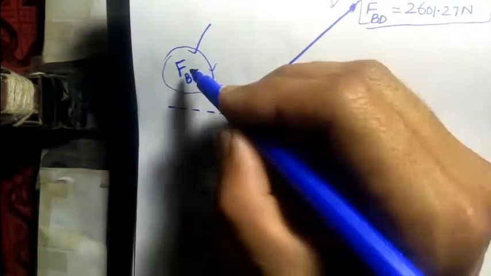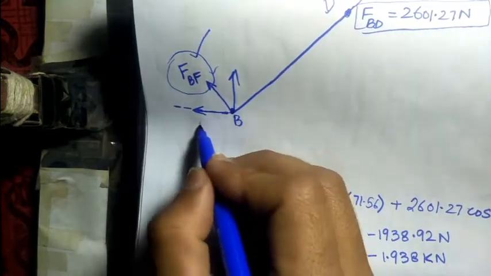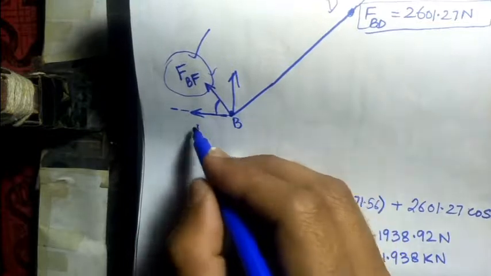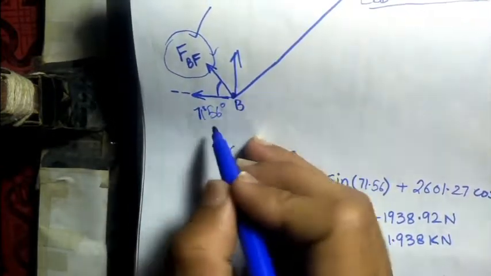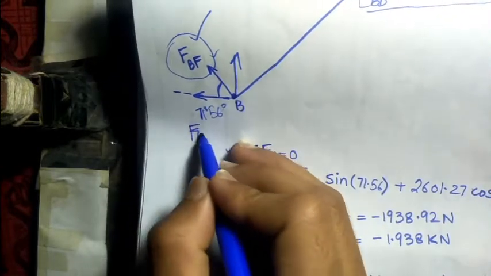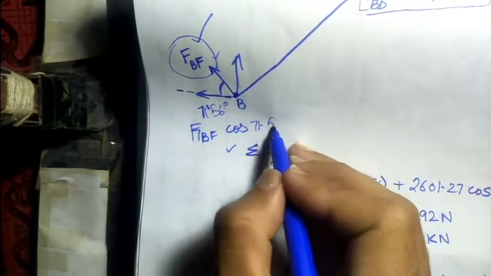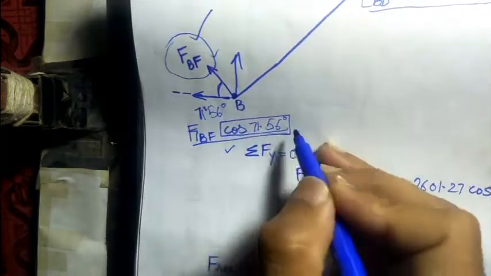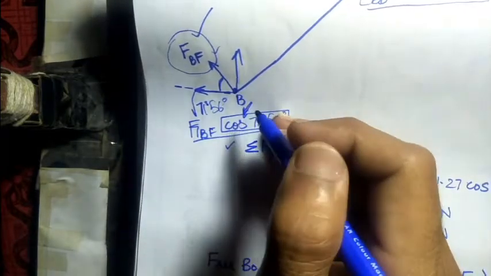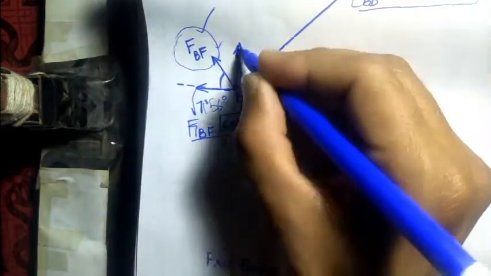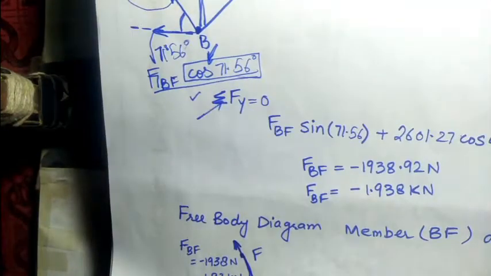First of all, we have to convert this force into its components: one is the vertical component, the second is the horizontal component. The angle will be 71.56 degrees in this direction. So the horizontal force will be the force in the BF member times cos 71.56 degrees. This will make a horizontal force. By replacing cos with sine, we can easily get the vertical component of the FBF force. So equating it equal to 0.